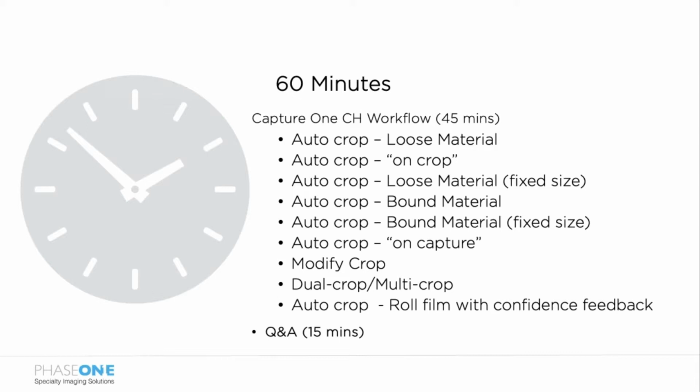We'll do auto crop loose material, auto crop on crop, and loose material fixed size. We'll do auto crop for bound material and bound material fixed size, as well as auto crop on camera capture. We also have another efficient tool, the modify crop tool. Besides that, we'll show you the dual crop or multi-crop feature, and an auto crop for 135 film. Roll film will be shown with the confidence feedback. These are the topics that we will cover today.